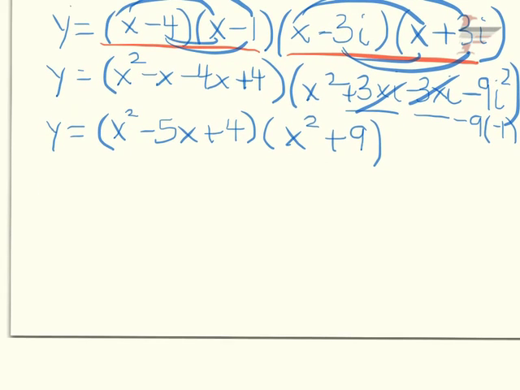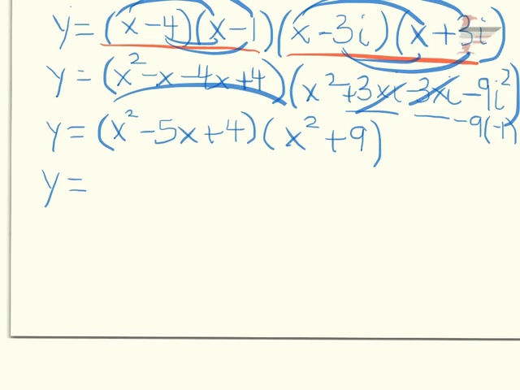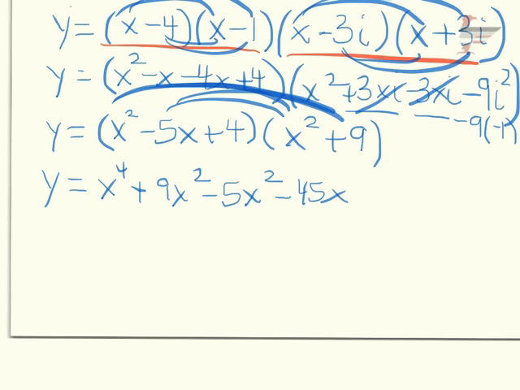Now I can FOIL out or multiply out the two quadratics. So I get x to the 4th plus 9x squared minus 5x squared minus 45x plus 4x squared plus 36. I made a mistake somewhere. Where did I make a mistake? Minus 5x cubed. There we go. I think everything else is good. Okay, and then I'm combining like terms, and I am done.